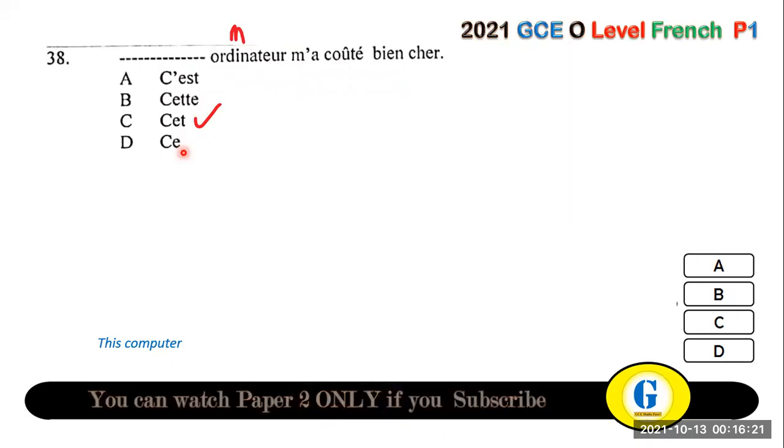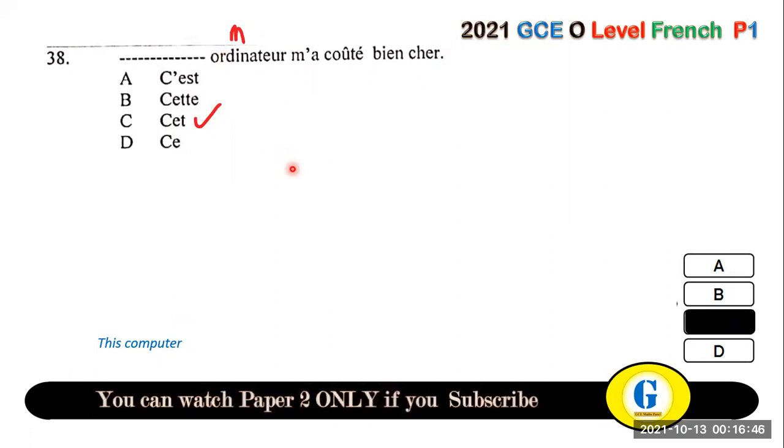38, blah blah blah ordinateur m'a coûté bien cher. So ordinateur is masculine, you say mon ordinateur, so you use cet ordinateur. We are using cet because ordinateur begins with a vowel. Otherwise, you would have used ce if it was beginning with a consonant. So cet ordinateur.